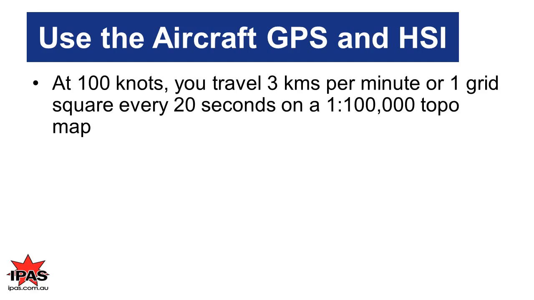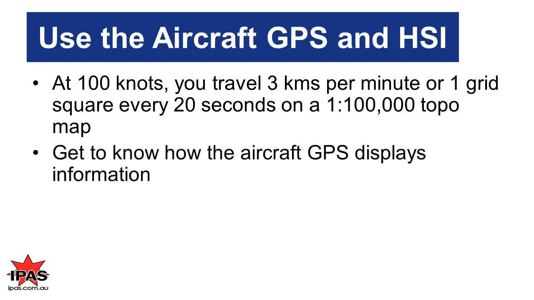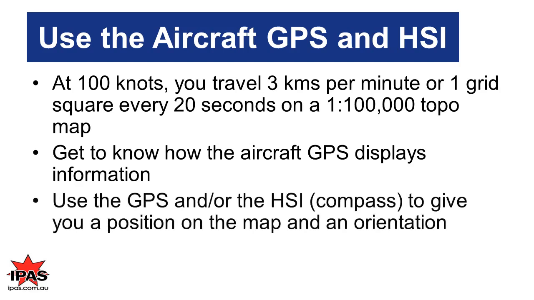Another thing to do is to get to know how the aircraft GPS displays information. Every GPS should show you things like present position. It should show you in either latitude and longitude or UTM or MGRS, depending on what settings you use. So ask the pilot, how does your GPS work, and ask him to show you where present position is. In most aircraft, you should actually have your own GPS available to you.